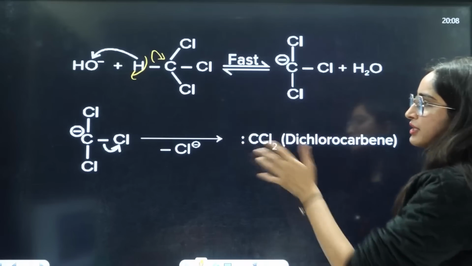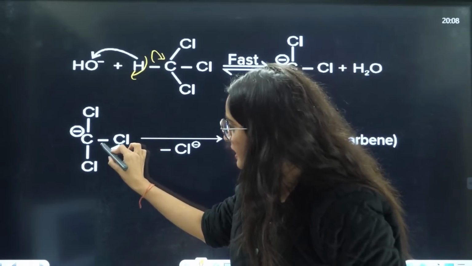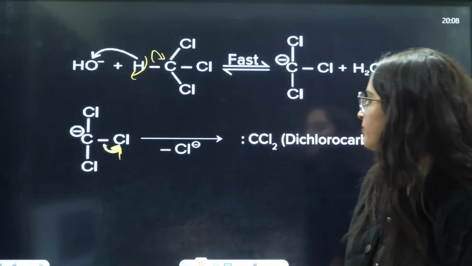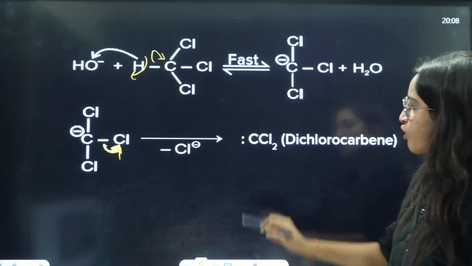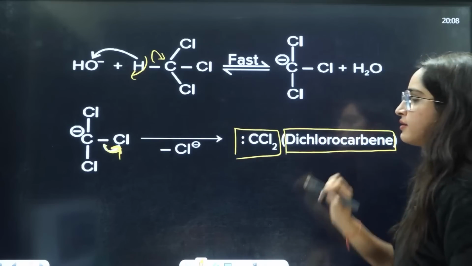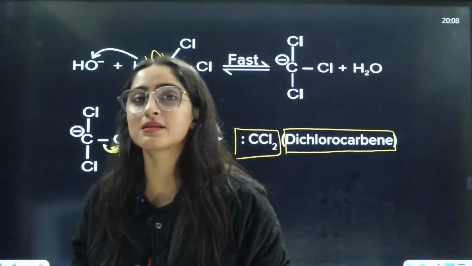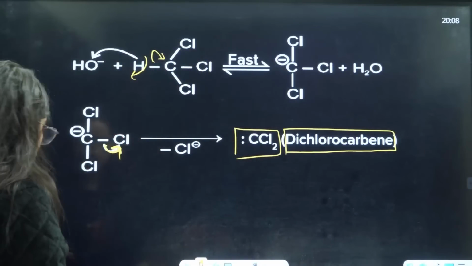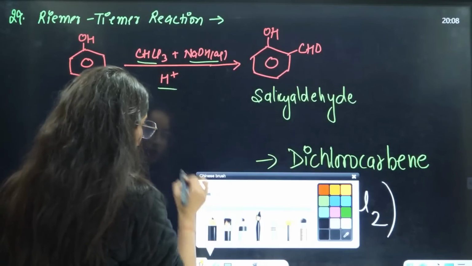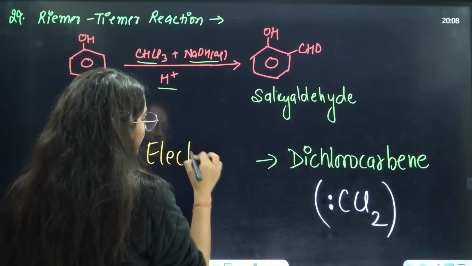Right. After this, what will happen? This Cl negative will be eliminated. And from there, you will have the formation of CCl2, dichlorocarbene. This is basically not an intermediate. This is the electrophile.